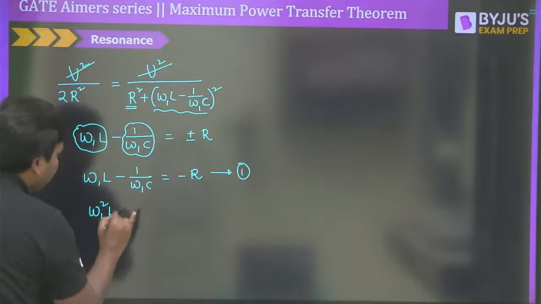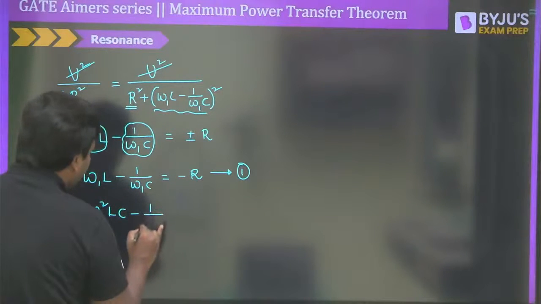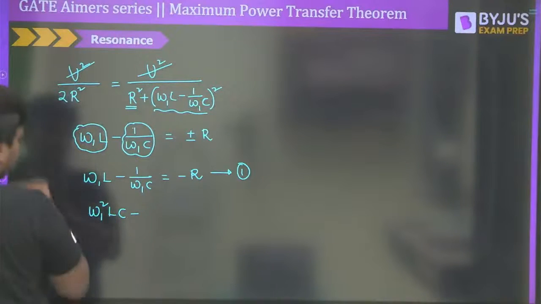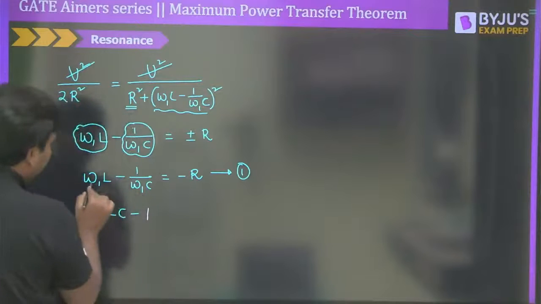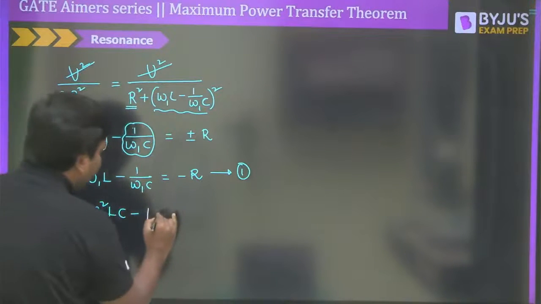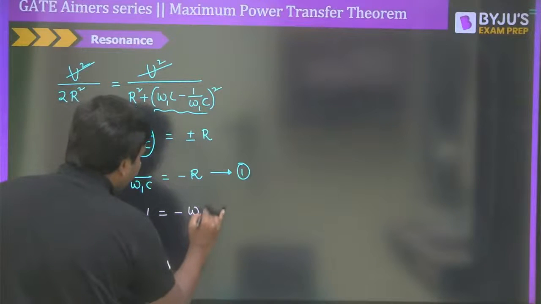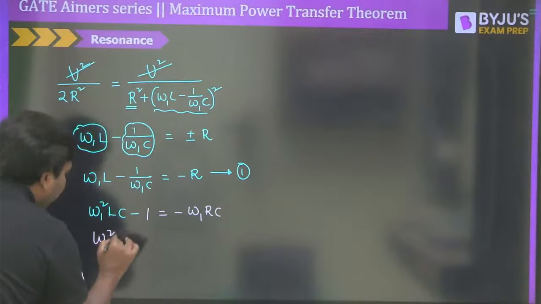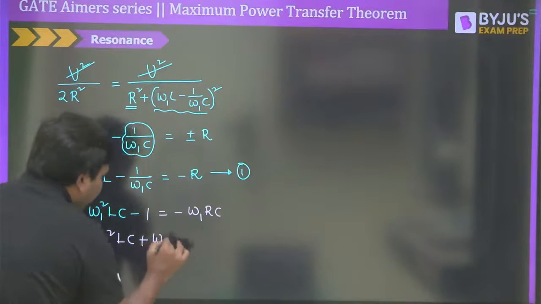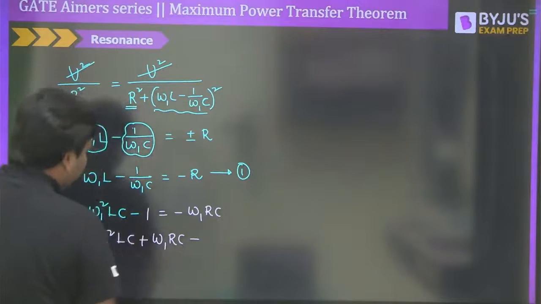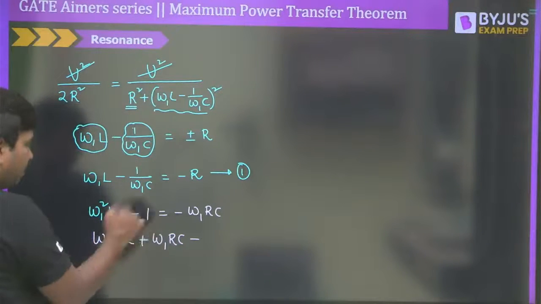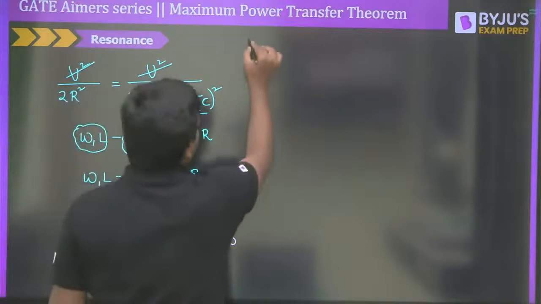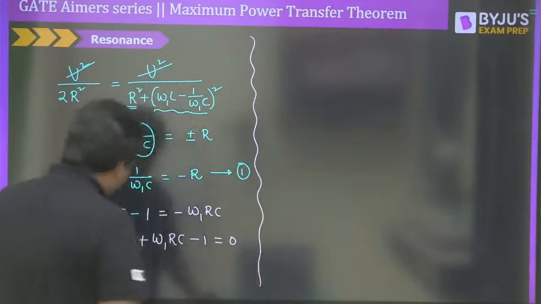Omega 1 square into LC minus 1 divided by... minus 1. So let me write down clearly. Minus 1 here. So omega 1 square into LC minus 1, and right hand side you will be having minus omega 1 into RC here, right? So then obviously you can bring this to this side: omega 1 square into LC plus omega 1 into RC, and what about this one? So omega 1 square into LC plus this one and minus 1, that is equal to 0. And moving ahead, from this we can easily say, so please try to apply your common sense.